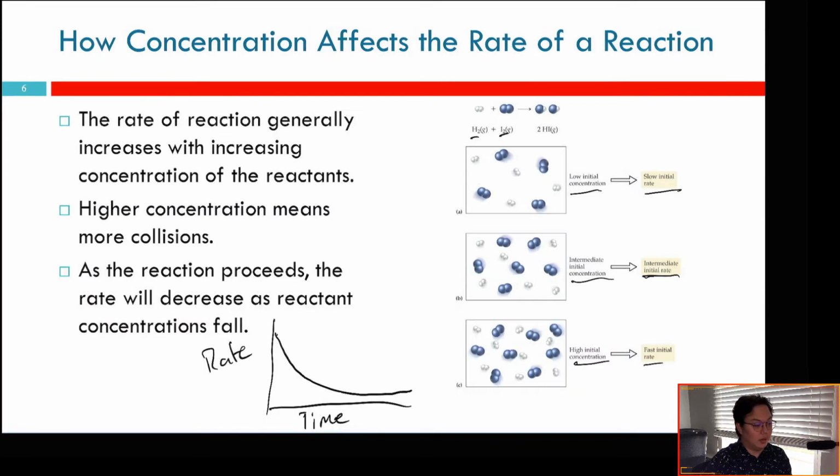Good test question there, by the way, right? Give these three: low initial concentration, intermediate initial concentration, and high initial concentration. Which one has the fastest reaction rate?